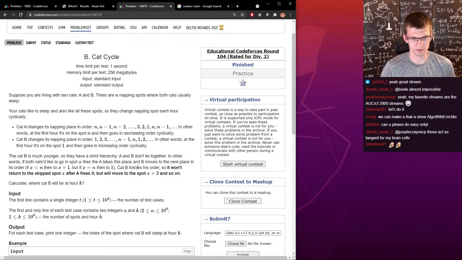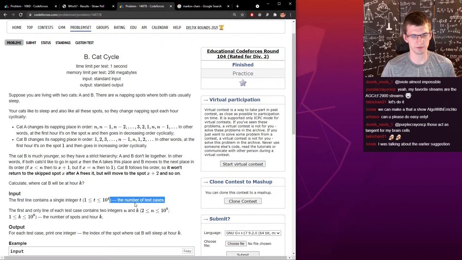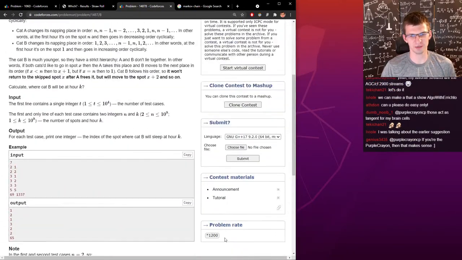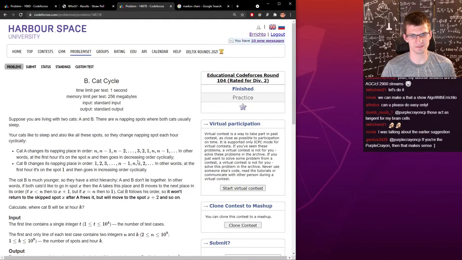Okay. Where cat B will be at hour K. And K are huge. And there are test cases, so we need to do it in constant time. Well, it sounds harder than 1200 difficulty.